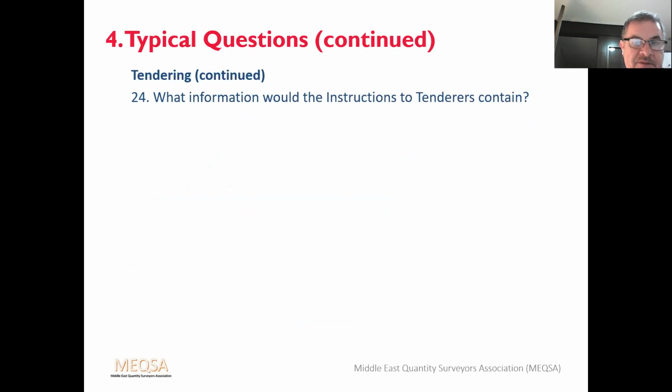Onto the tendering procedure. What information would the instruction to tender contain? Well, as I explained earlier, commonly the date for return, the address to return to, site visit details, programme length, confirmation of receipt of documents, and instructions on how the tender should be submitted. What is a form of tender? Form of tender is a pre-printed formal statement in which the tenderer fills in the blank spaces. He provides his name and address and the sum of money for which he offers to carry out the works.